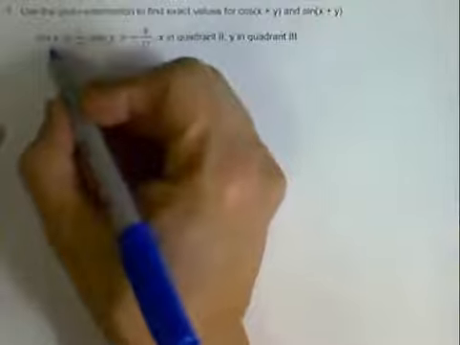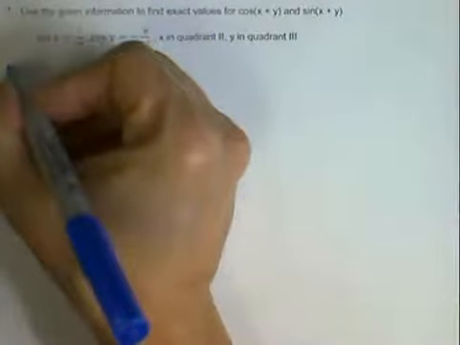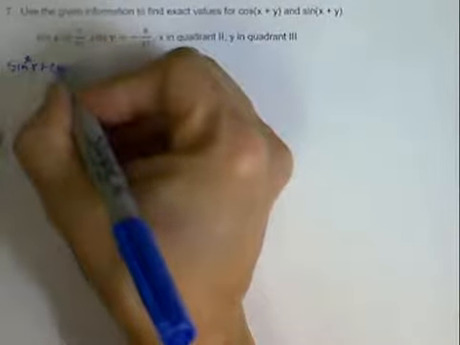Let's start by finding the cosine of x. For both of these we're going to use that first Pythagorean identity which says sine squared plus cosine squared equals 1.